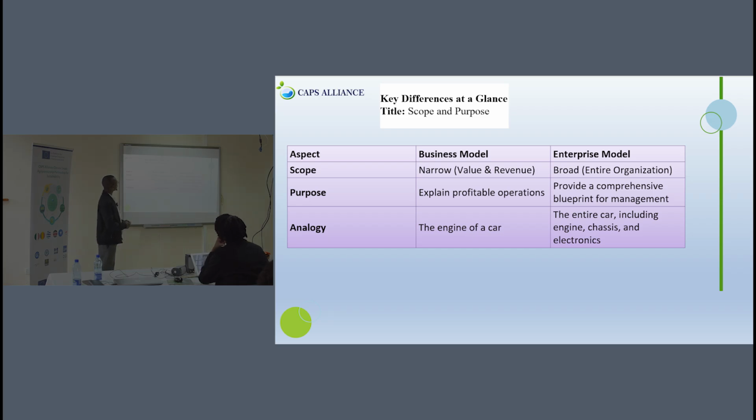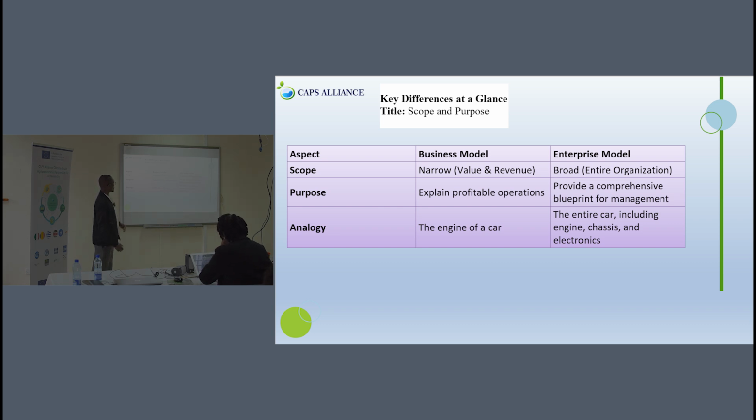Under this, we look at the difference at a glance. That is the difference between the business model and the enterprise model. On scope, the business model is narrow, and the enterprise is a bit broad. The purpose of a business model is to make profit, and that's all. But the enterprise, the general organization, is to provide a comprehensive blueprint for management.